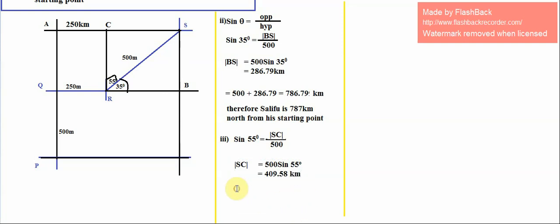Then we know that this is 409.58. Let me copy and place it here. We are looking for the full distance, how far east, this line, which is the same thing as this line. So we need to just add the 250 to the answer we just got. So this would be 250 plus 409.58, and we are going to get 659.58.